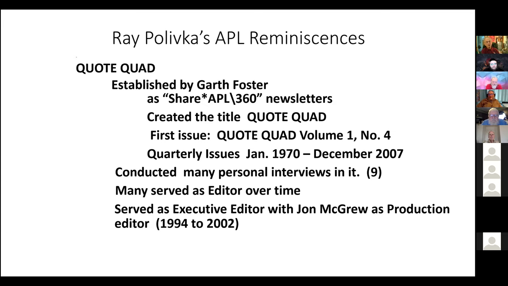So the last SHARE APL 360 newsletter he sent out was over 400 of them, which he had prepared, and it was more than he could do. So we found local editors to do that. And the first Quote Quad that came out was volume one, number four. You will never see volume one, number one. And they were intended to be published quarterly, four times a year. And four times a year from January 1970, the last one published was in December 2007.